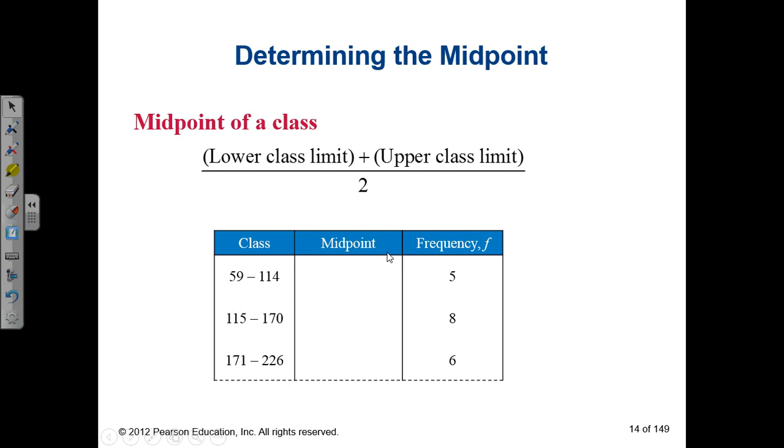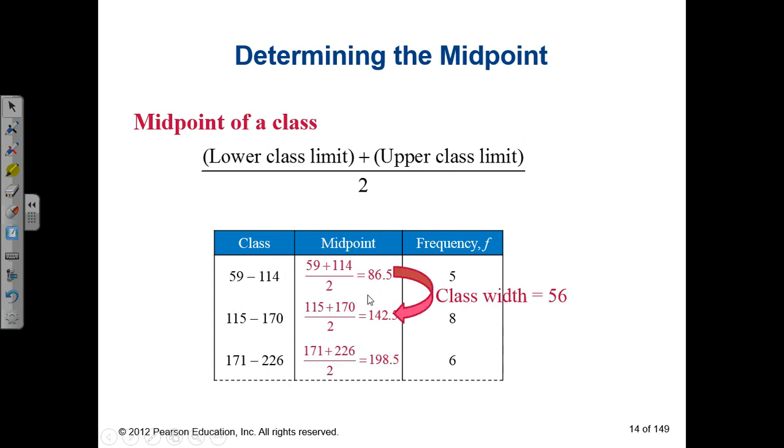Let's find the midpoint, and that's another important value that's found in a frequency distribution. The midpoint is the number halfway between 59 and 114. You do that by adding 59 plus 114, divided by 2, which will give us 86.5. You can find the remaining ones by adding the class width of 56.